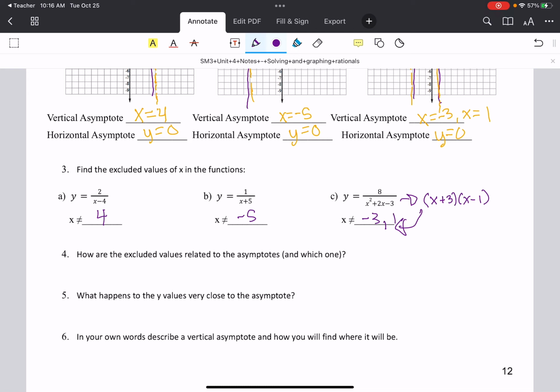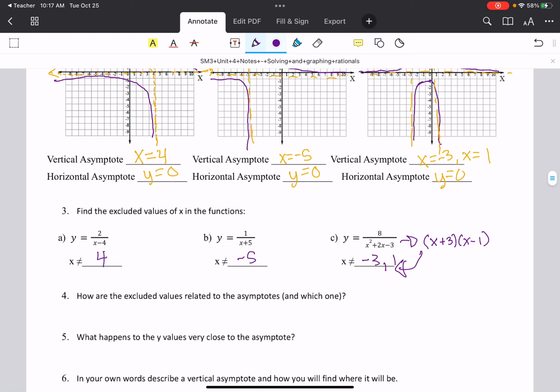So, I mean, this is kind of repeating. How are our excluded values related to our asymptotes? Let's look here. Here's our vertical asymptotes. Here's our horizontal. Here's our excluded values. How are our excluded values related to our asymptotes? Thank you. How are excluded values related to our asymptotes? They are the vertical asymptotes.